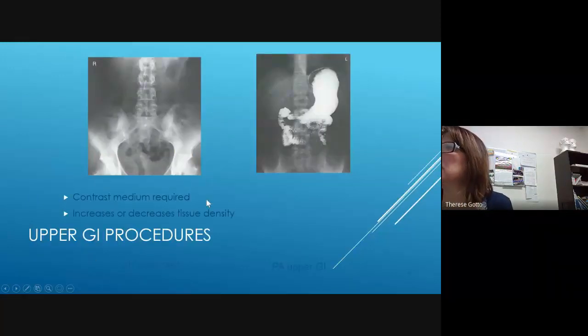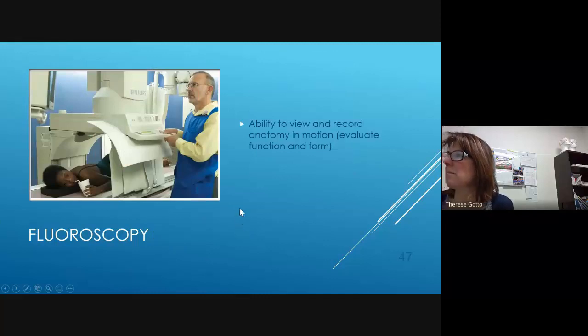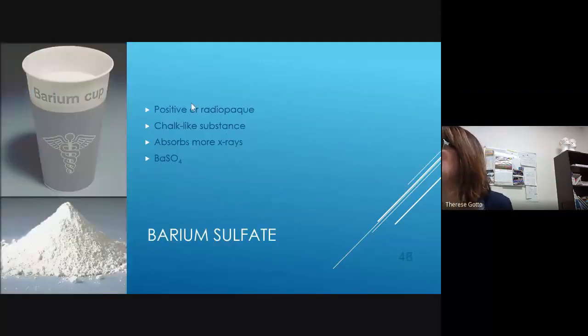Okay, so let's get into our imaging. We use positive or radiopaque contrast. Negative is air, like Mariah was saying, okay? Positive contrast absorbs more x-rays. That's why it's going to appear white on your film. And this is the composition, barium sulfate.